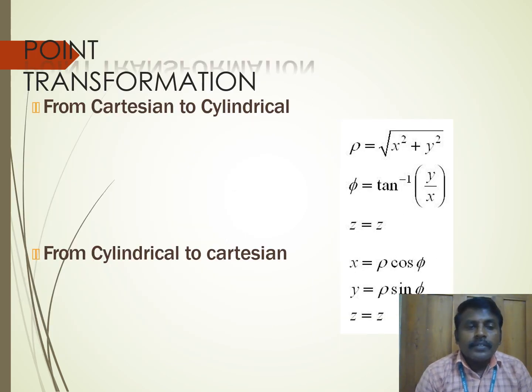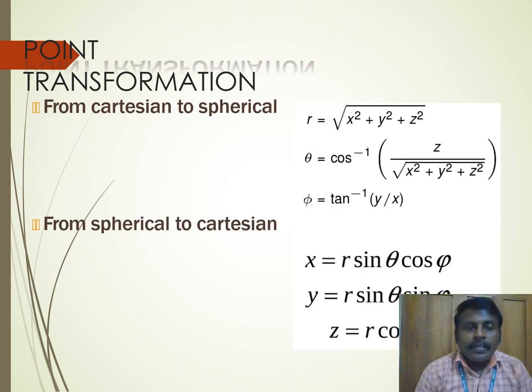Then we go to the point transformations. From Cartesian to cylindrical, rho equals root of x square plus y square, phi equals tan inverse of y by x, and z equals z. From cylindrical to Cartesian, x equals rho cos phi, y equals rho sin phi, and z equals z. For Cartesian to spherical, r equals root of x square plus y square plus z square, theta equals cos inverse of z divided by root of x square plus y square plus z square, and phi equals tan inverse of y by x. Then from spherical to Cartesian, x equals r sin theta cos phi, y equals r sin theta sin phi, and z equals r cos theta.